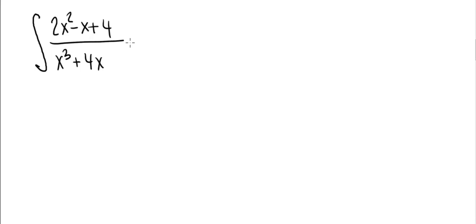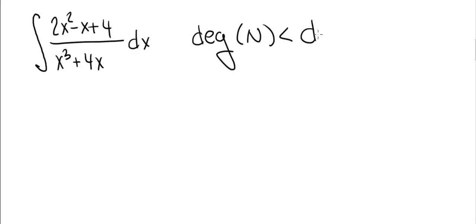We're going to use a technique of integration called the method of partial fractions to integrate 2x squared minus x plus 4 divided by x cubed plus 4x. First, we have to make sure we can use this method directly by checking that the degree of the numerator is strictly less than the degree of the denominator.